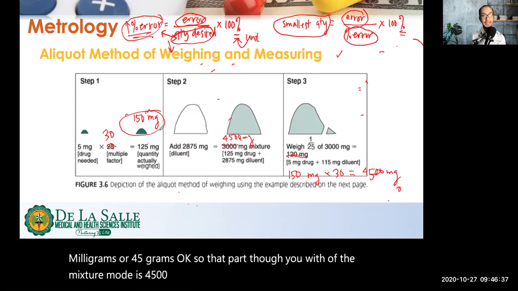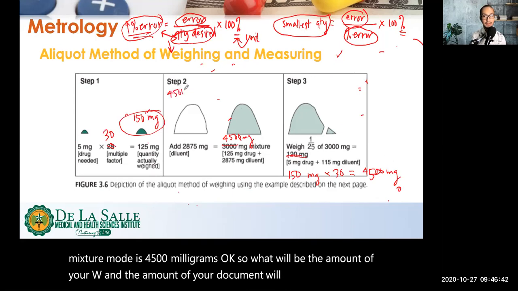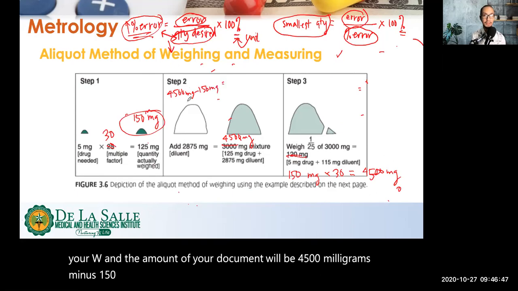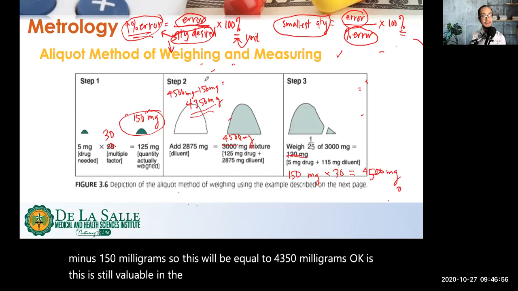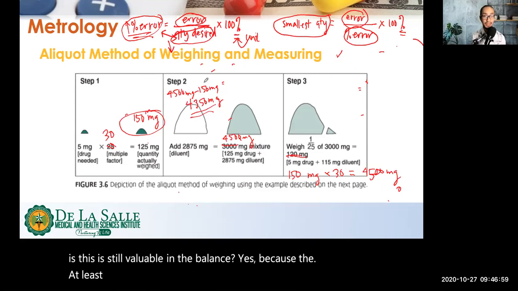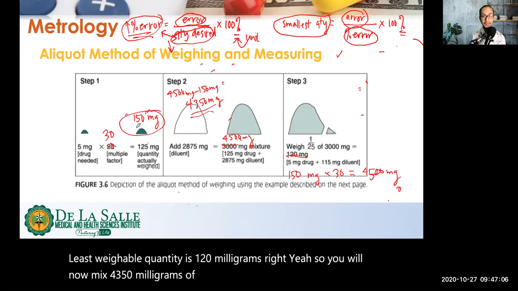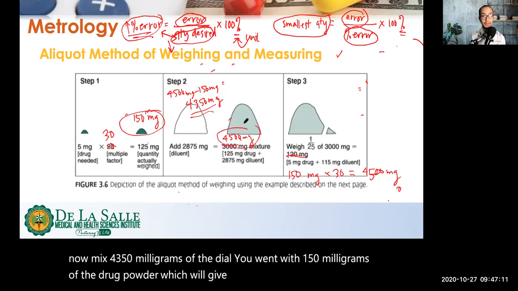So, what will be the amount of your diluent? The amount of your diluent will be 4,500 milligrams minus 150 milligrams, which is equal to 4,350 milligrams. Is this still weighable in the balance? Yes, because the least weighable quantity is 120 milligrams, right? So you will now mix 4,350 milligrams of the diluent with 150 milligrams of the drug powder, which will give you 4,500 milligrams of the mixture.